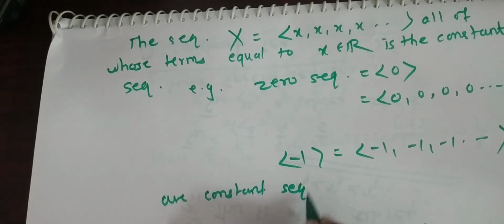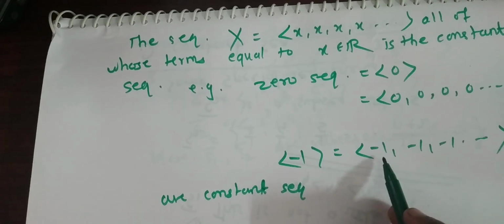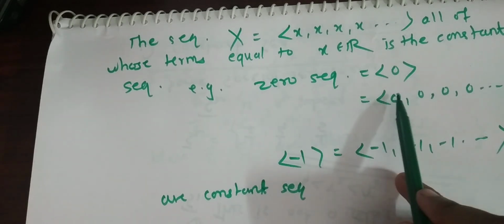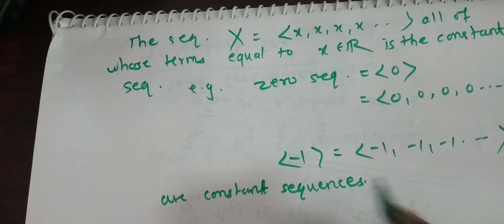म्हणजे त्यांच्या कोडोमेनमध्ये एकच एलिमेंट असतो. आता ह्या सिक्वेन्सच्या कोडोमेनमध्ये फक्त -1च आहे, ह्या सिक्वेन्सच्या कोडोमेनमध्ये फक्त 0च आहे. अशा सिक्वेन्सला म्हणायचं कॉन्स्टंट सिक्वेन्सेस.